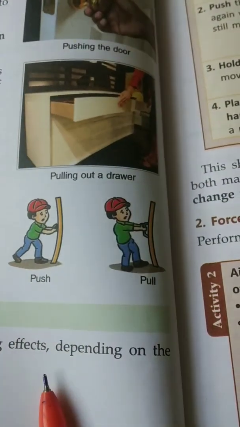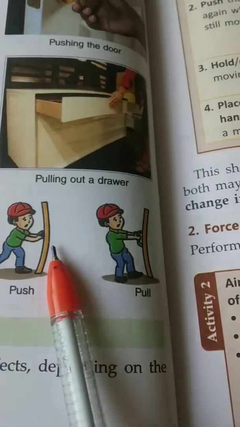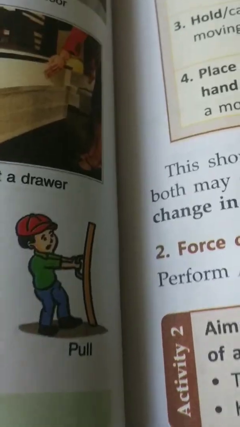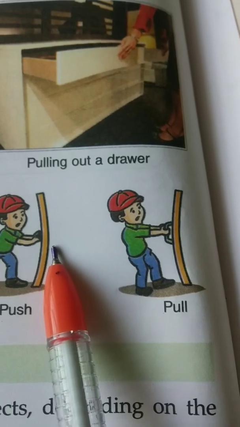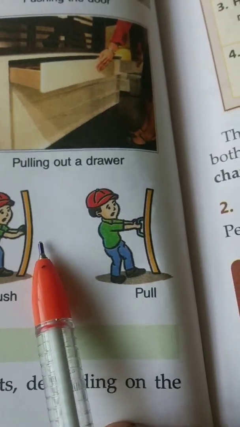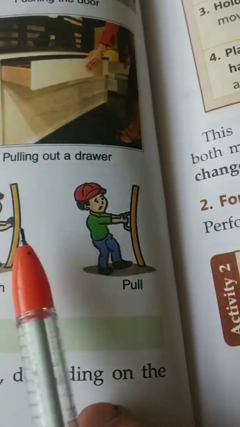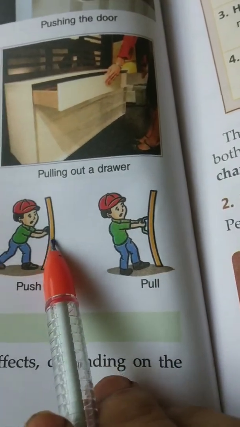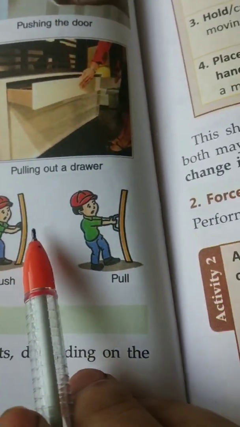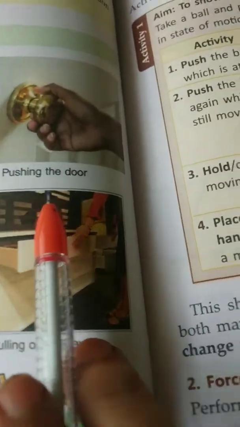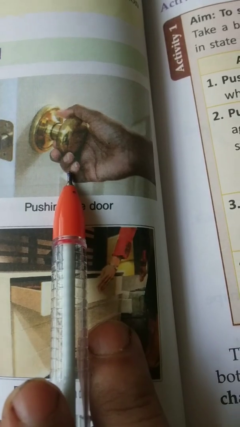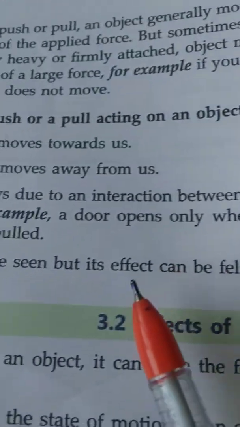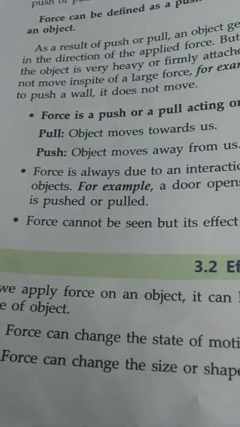As we know, force is a push or pull acting on an object. Pull: the object moves toward us. Push: the object moves away from us. Force is always due to the interaction between objects. For example, a door opens only when it is pushed or pulled. Force cannot be seen, but its effect can be felt.